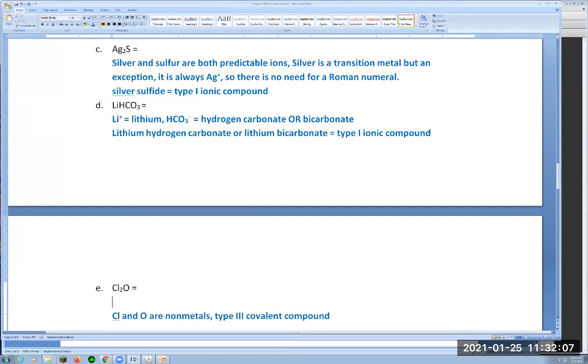So let's see. We have a type 3 covalent compound, so it's going to be dichlorine. You keep chlorine the same way it is in the periodic table. So dichlorine monooxide. The ending of the second nonmetal is in ide. So dichlorine monooxide.